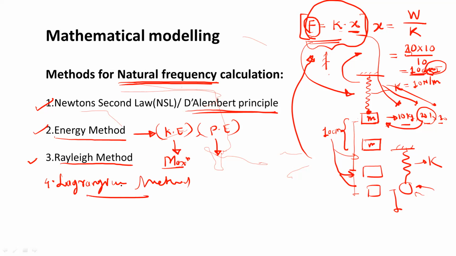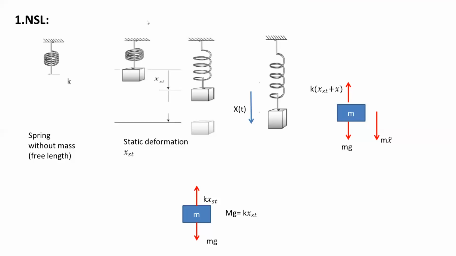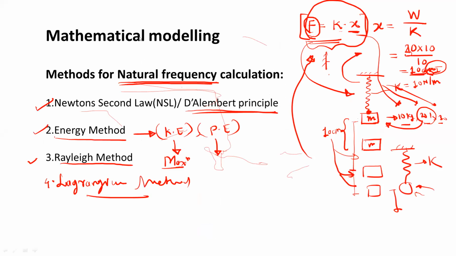So these four methods are used in order to find out the mathematical model for the given vibration model or vibrating system. We will discuss all of these one by one: how to use Newton's second law, energy method, Rayleigh's method, and the Lagrangian method. So this is the first method for the mathematical modeling, Newton's second law, or D'Alembert's principle.